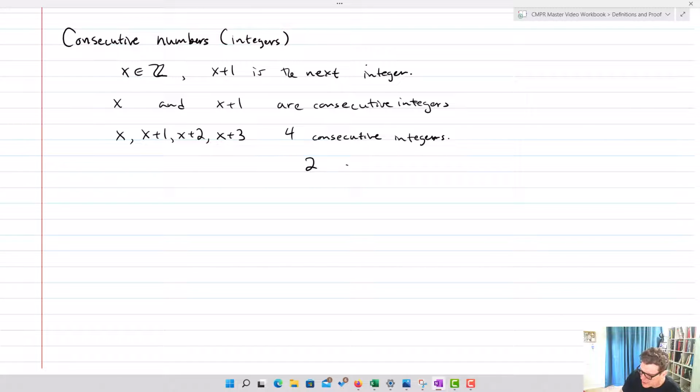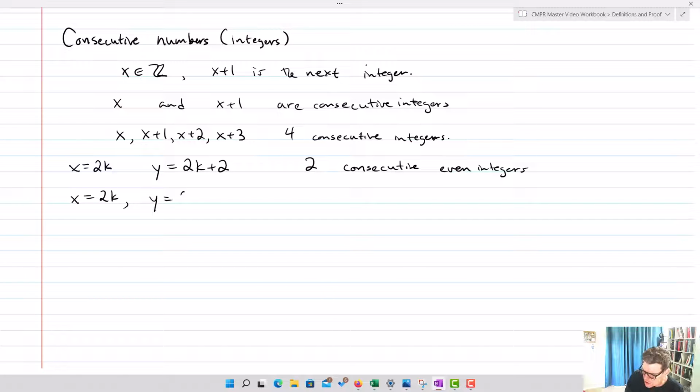Now, we can make this a little bit trickier. Let's say we want 2 consecutive even integers. To write them, I'm going to say k is an integer, and x equals 2k. The next one, call it y, is going to equal 2k plus 2. So if x equals 2k, the next consecutive even integer is y equals 2 times k plus 1, when I factor. If we want the one after that, we'll call it z, and z equals 2 times k plus 2.